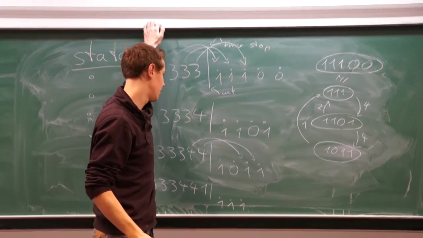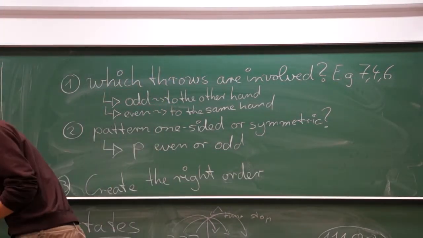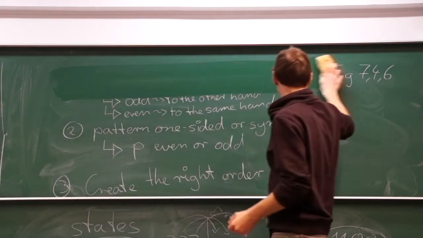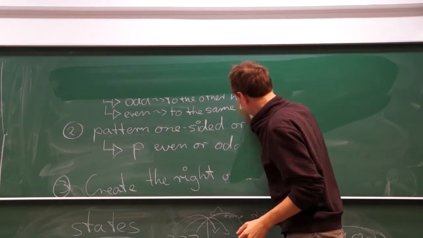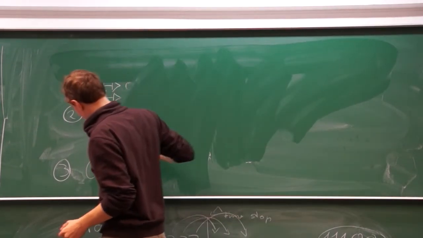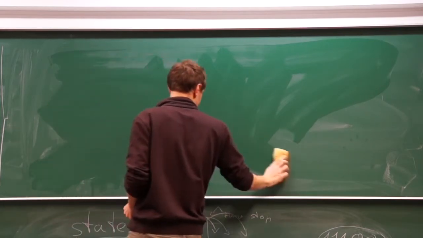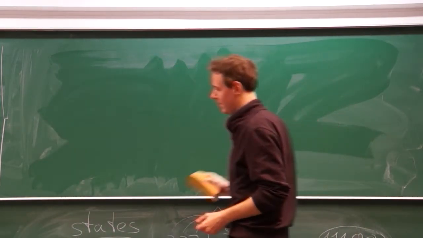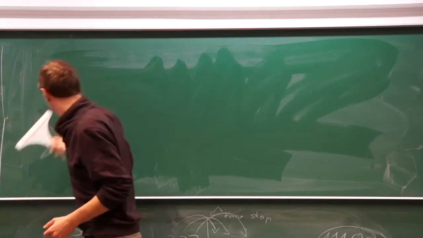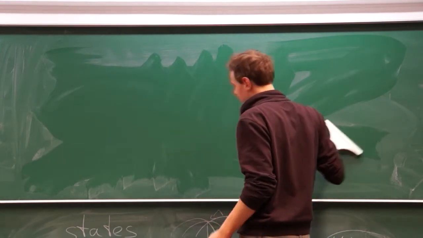And now we have a closer look at juggling state diagrams. They are used to find patterns, to see how you get from one pattern to another. And it's basically a combination between the states and the throws.